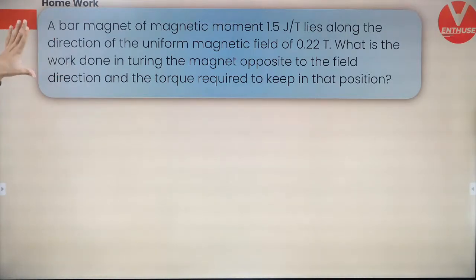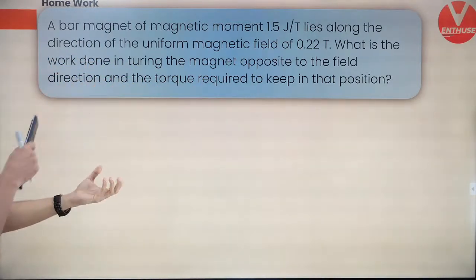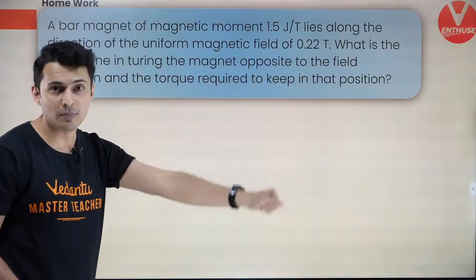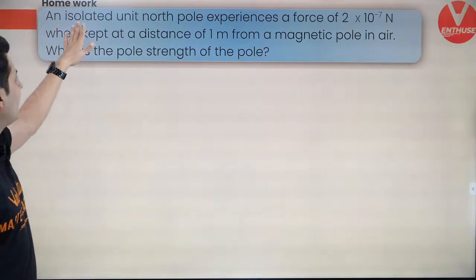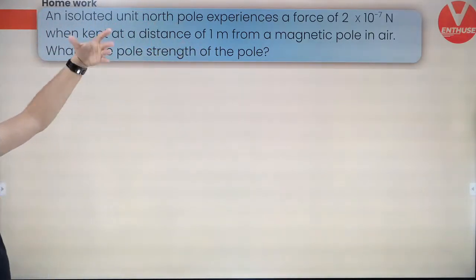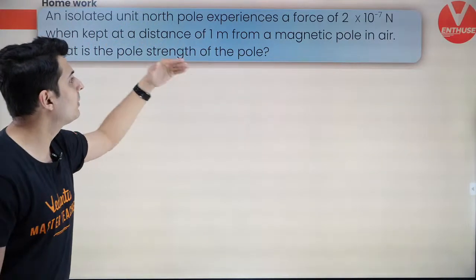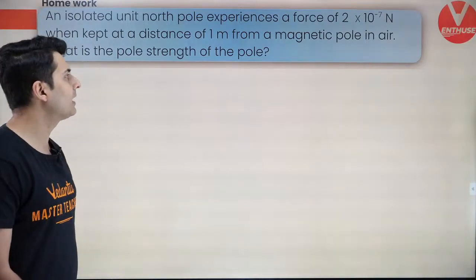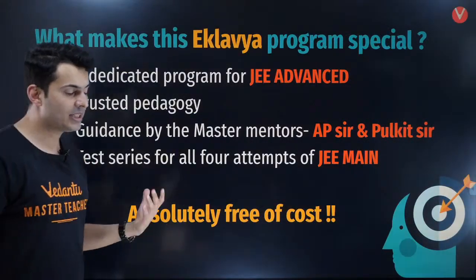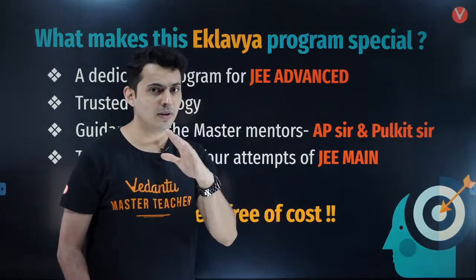A bar magnet of magnetic moment so and so lies in the direction of field. What is the work done in turning the magnet opposite to the field, and what is the torque required to keep it in that position? That's your first question. And second question is, an isolated unit North Pole experiences so and so force when kept at a distance of so and so meters from a magnetic pole in air. What is the pole strength of that pole? Very interesting question. So check it out. Post the answers in the comment box after the video ends. Do not forget to solve it.